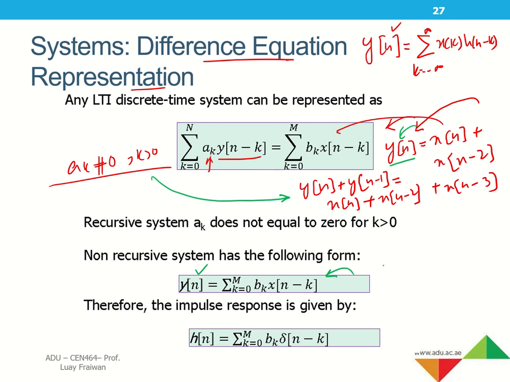For the non-recursive system, for example, this is my input, and we know that if I make the input an impulse, the output will become the impulse response. So the impulse response can be represented with h of n when the input is an impulse. This is just another representation of the impulse response in the discrete time system. So these are different examples of discrete time representation.